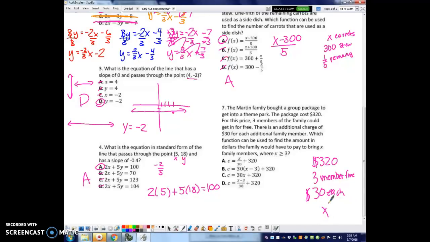So you don't know how many family members. Okay, so let's look. We start off with 320, so we're going to have a plus 320. That gets you 3 family members in for free. So it's not going to be 30 times each family member because we get 3 in for free. This one just looks wrong, so did that one. So this one, think about it. 30 times the number of people minus the first 3, plus 320, that's your cost. Just kind of look at it. Play with it. See if it makes sense.